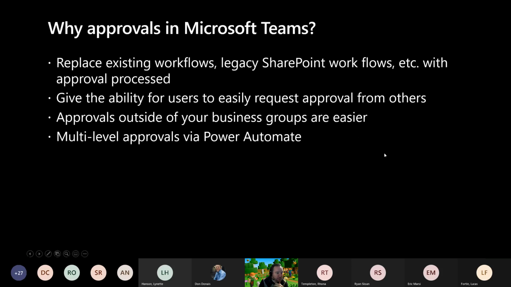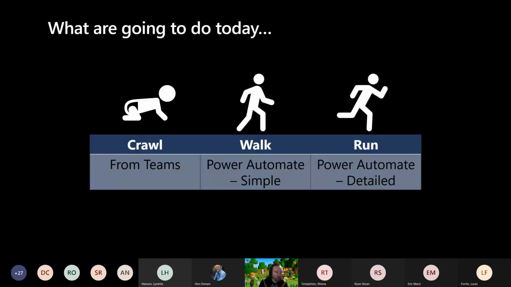The next item is, why do we use approvals? I'm going to come back to this slide at the end because I think it answers itself. What we're going to do is this idea of crawl, walk, run. We're going to start in Teams and use Teams only. How does that work? Then we're going to do a walk example: how do we combine Teams with Power Automate and do a simple example? And the last one, we're going to do some really detailed, multi-level approval process.